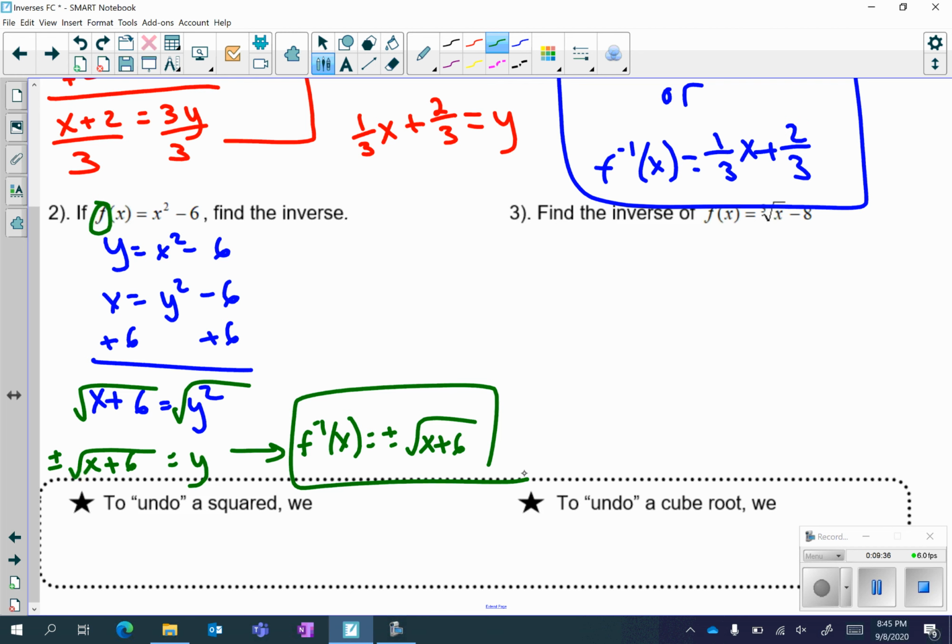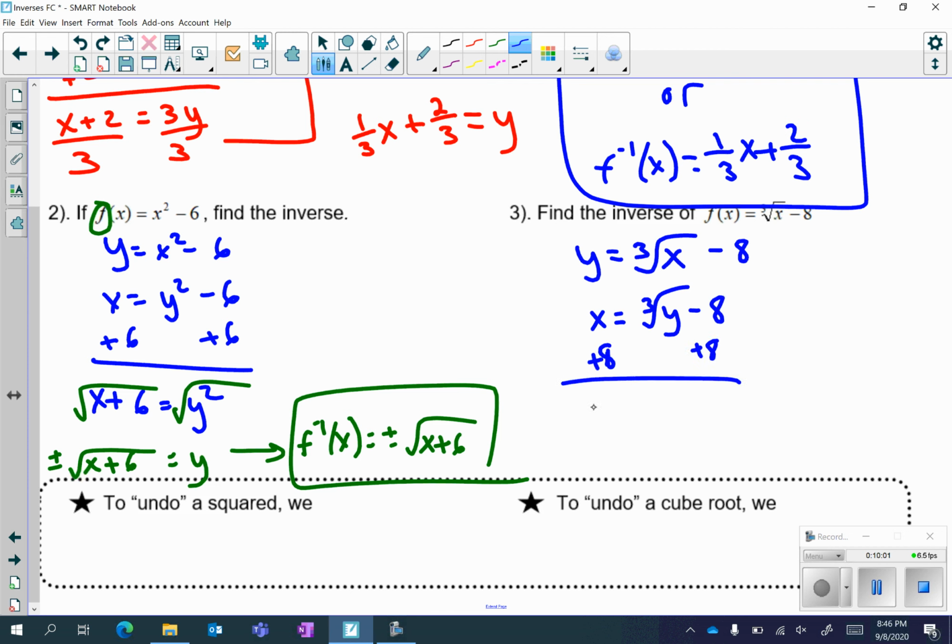Doing the next one, rewrite it as y equals the cubed root of x minus 8, switch x and y. And now solve for y. We're going to bring over the 8 to get x plus 8 is equal to the cubed root of y.